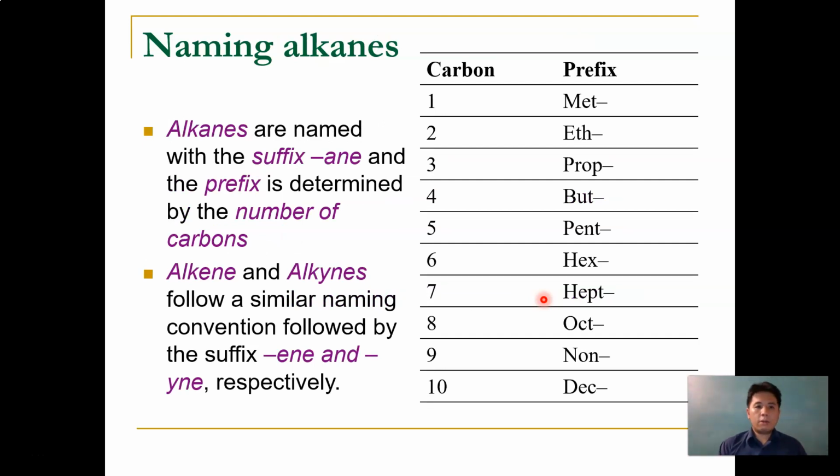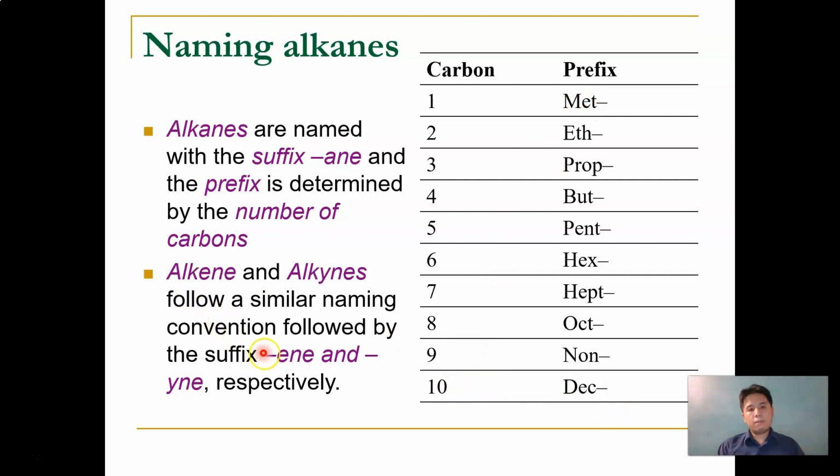Okay, so alkanes are named with the suffix "ane". The suffix will tell you the functional group, and the prefix depends on the number of carbons. The prefix goes from 1 to 10: meth, eth, prop, but, pent, hex, hept, oct, non, and dec. So carbons 1 to 10. If 1 carbon is meth, 10 carbons is dec.